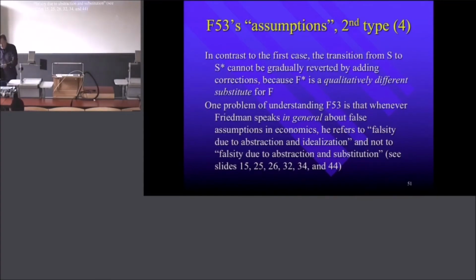If you look at when he talks about these assumptions in the abstract, these are on my slides here, you can look it up. They all refer to the falsities of the first kind. So what he's got in the back of his mind all the time is the law of free fall, where you have abstraction and idealization, but you do not have this radical substitution that you have in the other cases, which are extremely important for economics.